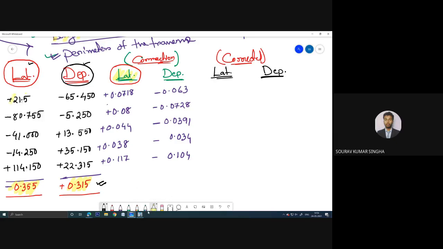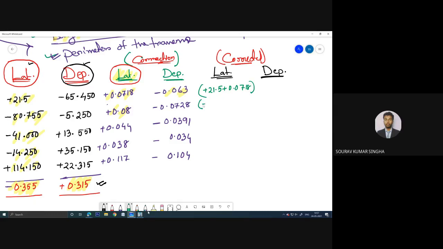21.5. These are the values which are given, which include the error. Now the correction needed we have already determined, so the rest of the part is very simple. Exactly, so plus 21.5 plus 0.0718. Whatever the value you have, that is the corrected latitude.